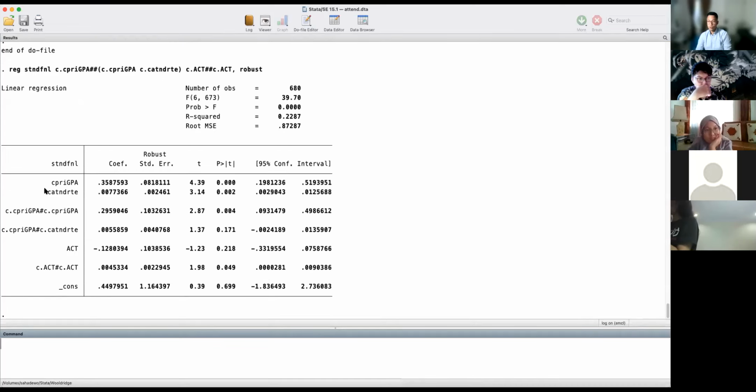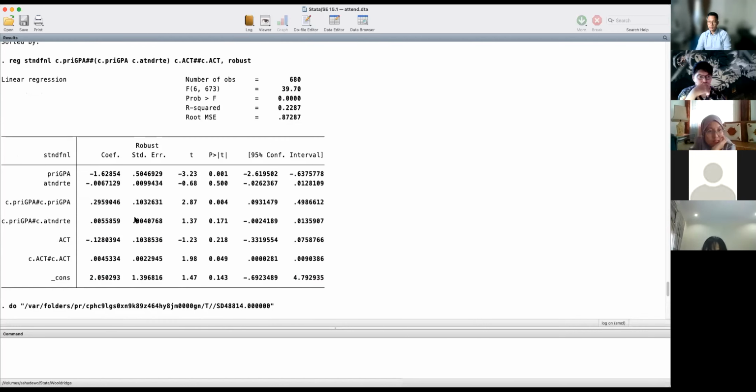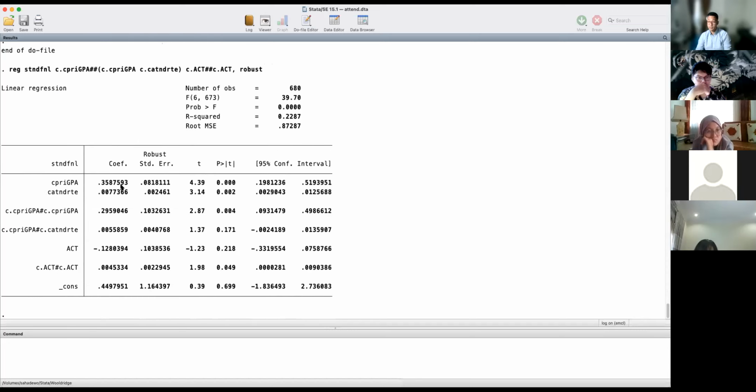All right, so let me ask you to pay attention to the estimated coefficient. In this particular case, the estimated coefficient is actually positive. Now I'm going to go back to the previous regression. In the previous regression, the estimated coefficient is actually negative. Okay, why? Again, this is the estimated marginal effect of an increase in attendance rate among people with zero prior GPA. Again, something that we're not interested in.